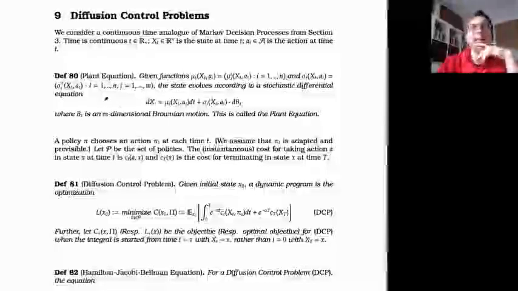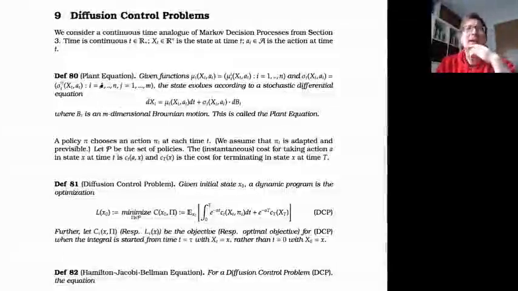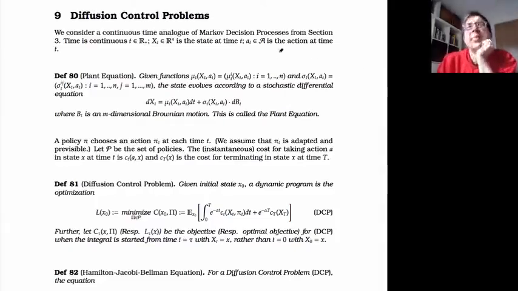During the last lecture, I wanted to go over again what we discussed. So I wanted to first recap the main points from diffusion control problems.